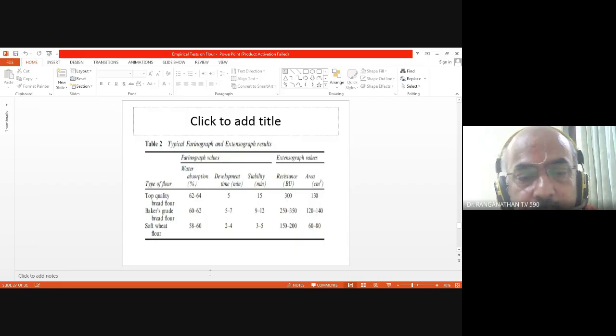Some 20 or 30 years before, we never had the concept of whole wheat bread or multigrain bread or high fiber bread. What is multigrain bread? Can anybody tell? What is a multigrain bread? Quick. What is the difference between a multigrain bread, whole wheat bread, and a high fiber bread?